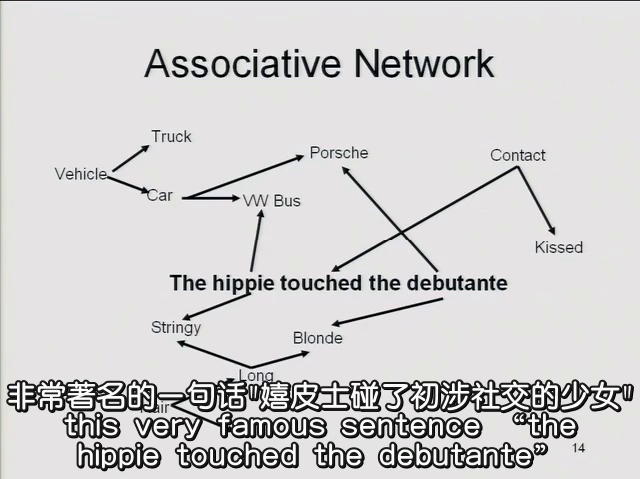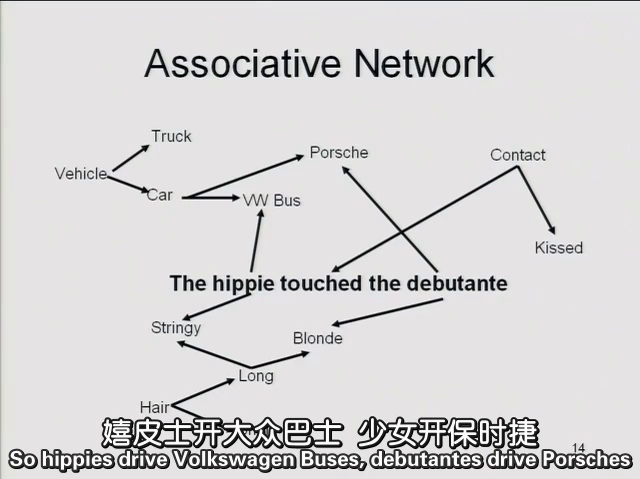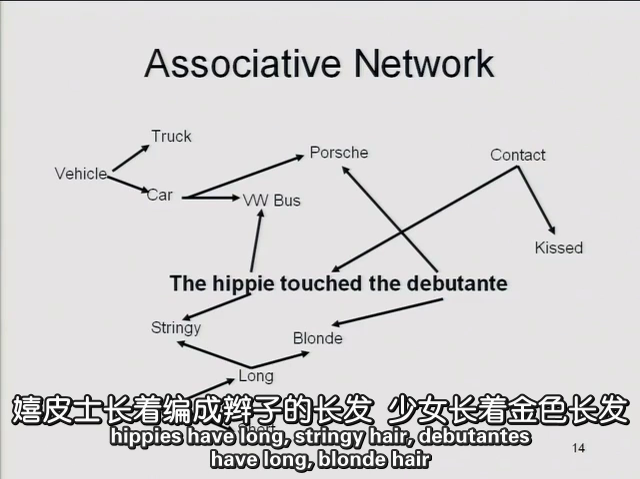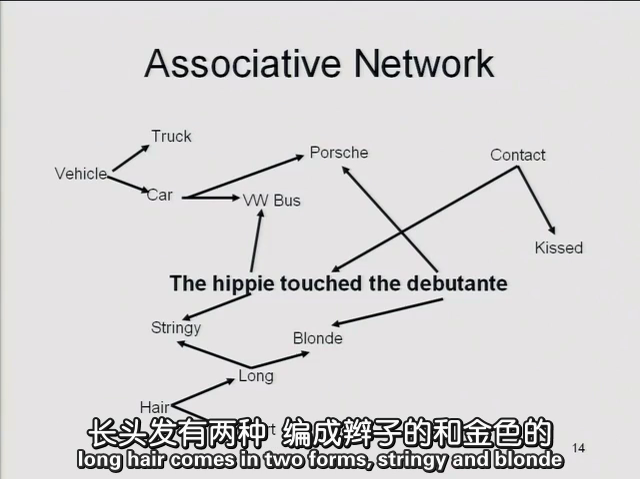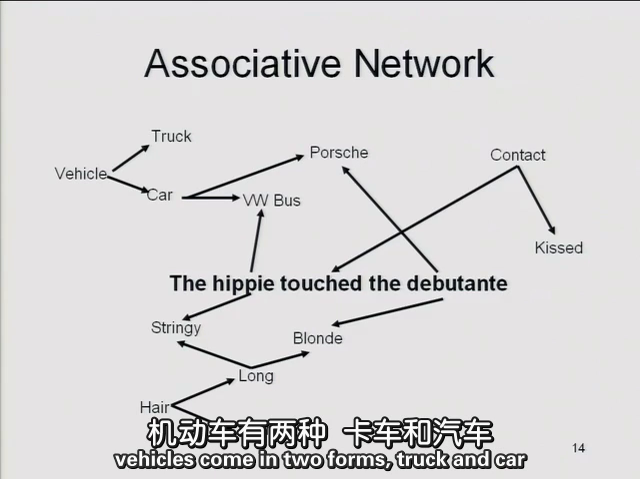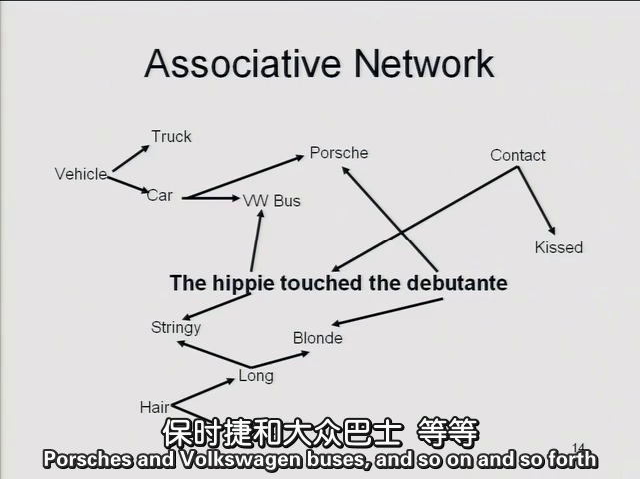You've got this famous sentence, the hippie touched the debutante, and then there are associative links that fan out to associated concepts. So hippies drive Volkswagen buses. Debutantes drive Porsches. Hippies have long, stringy hair. Debutantes have long, blonde hair. Hair comes in two forms, long and short. Long hair comes in two forms, stringy and blonde. Vehicles come in two forms, truck and car. The cars come in two forms, Porsches and Volkswagen buses, and so on and so forth.